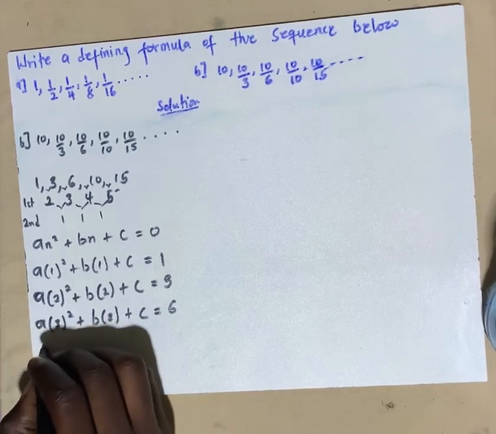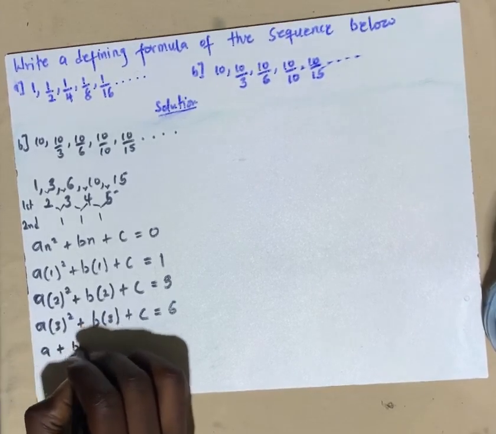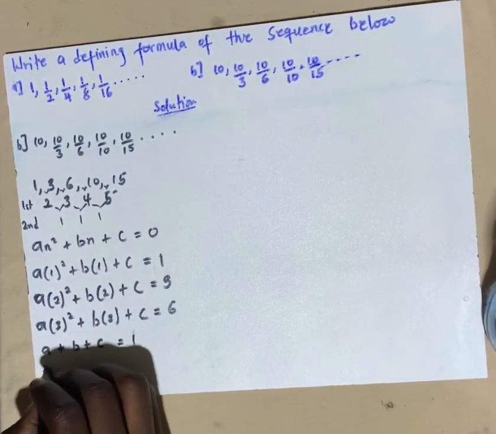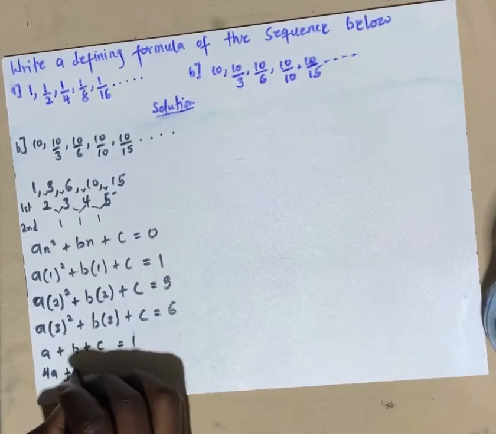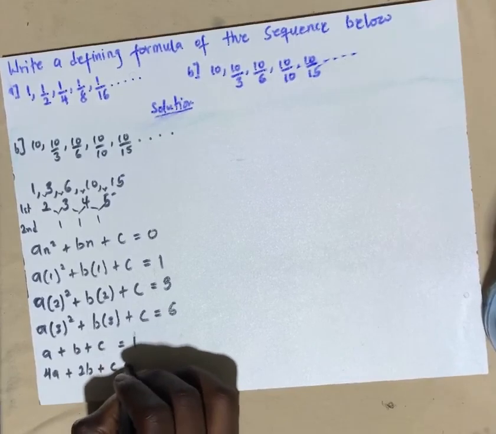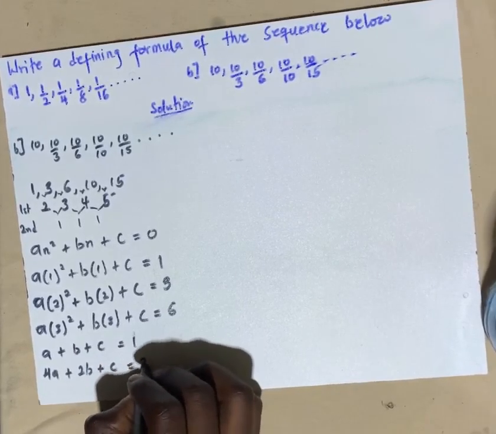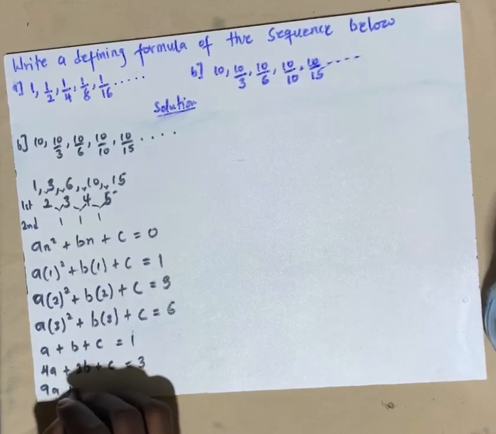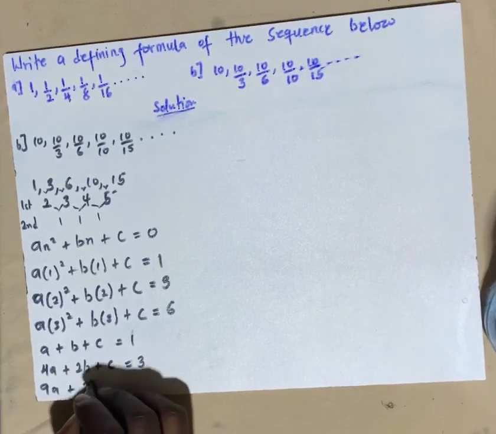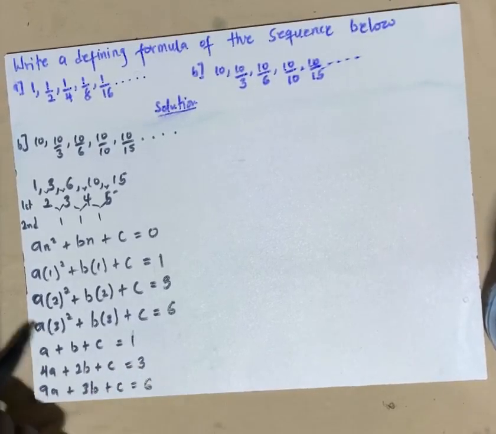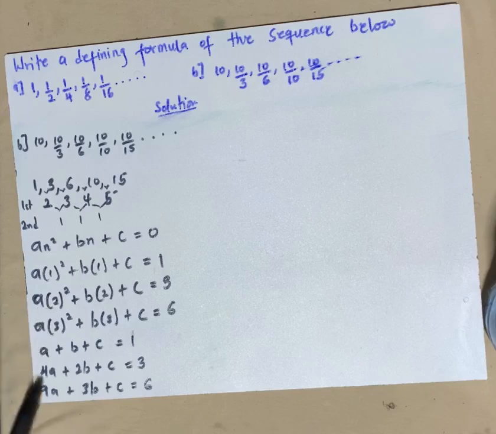So, we are going to get a plus b plus c, which is equal to 1. Then we get 4a plus 2b plus c, which is equal to 3. Then the final one, we have 9a plus 3b plus c, which is equal to 6, because we are trying to simplify. 3 squared is 9, 2 squared is 4, and so on.